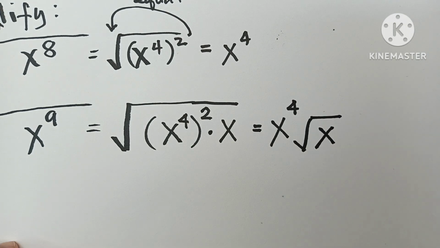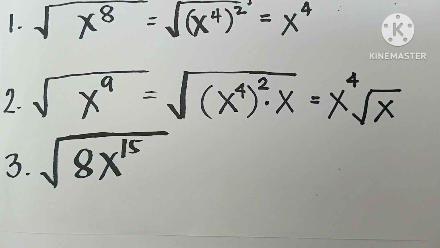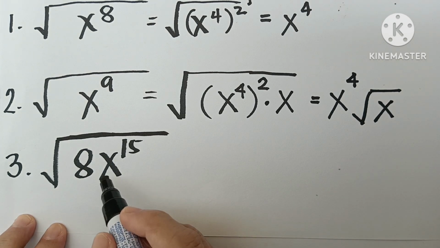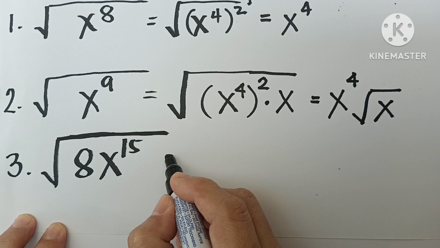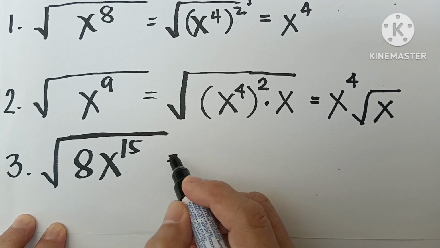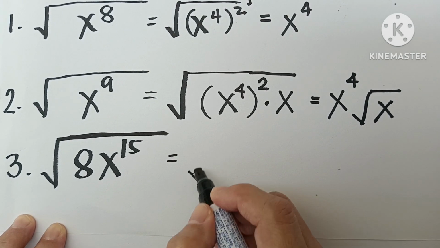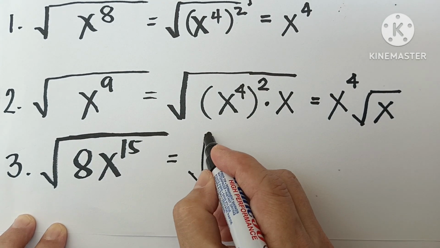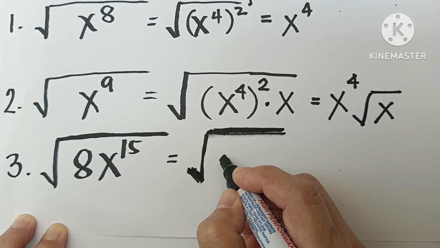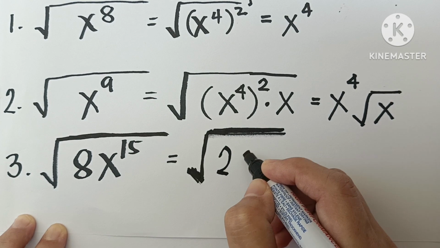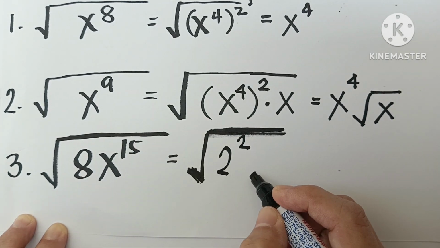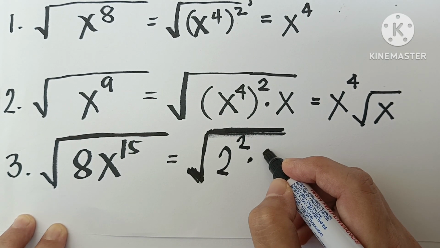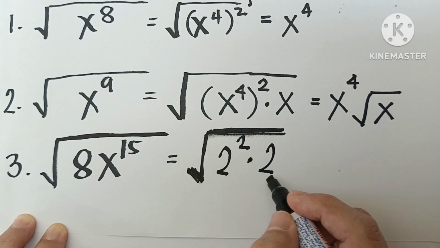And that's it. Okay, let's now go to number 3. You're given the square root of 8x to the 15. So, what do we do when there is a number? We need to think of a perfect square factor of 8 so that we can rewrite it as 2 squared times 2. Now, why 2 squared times 2? Remember, the index must be the same as our power.